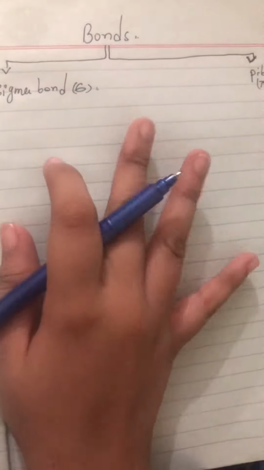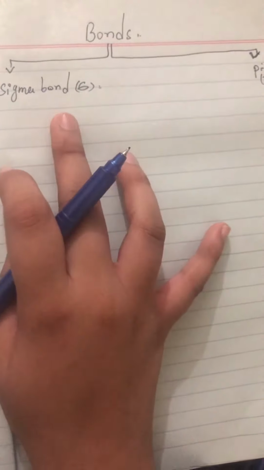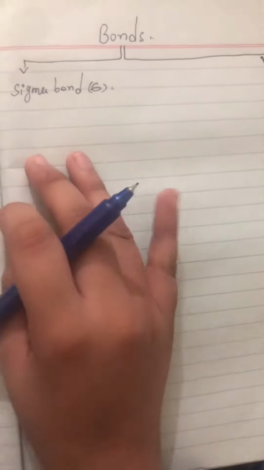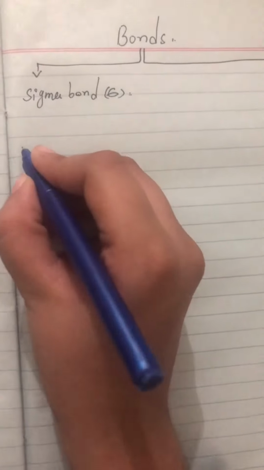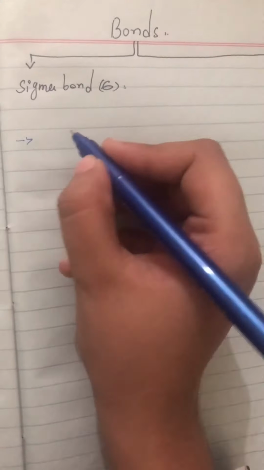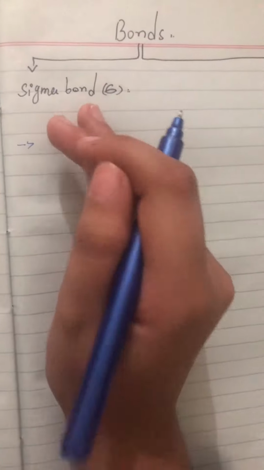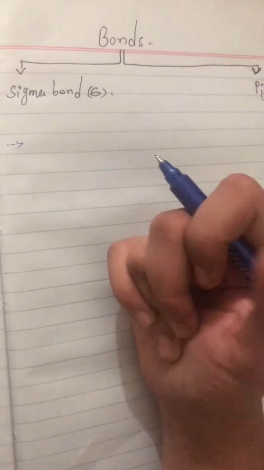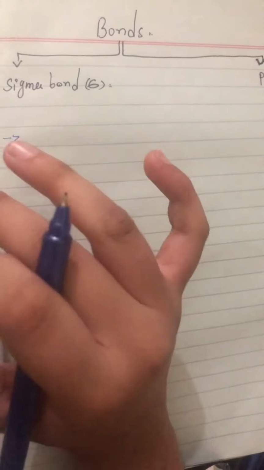So we are having two types of bond. Number one is sigma bond and another is pi bond. Now first of all, sigma bond. What is sigma bond? It is a bond between the covalent bond. These are the bonds by which the covalent bond is shared.